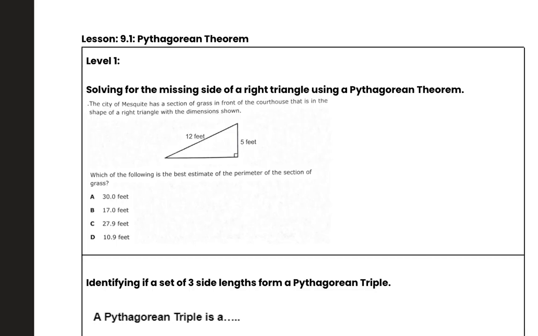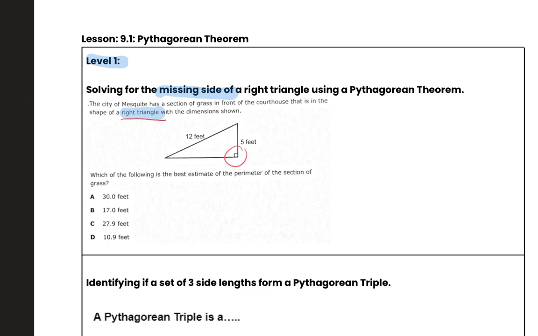Let's see on Unit 9. This one is a level 1 question: solve for the missing side. It says the City of Mesquite has a section of grass in front of the courthouse that is in the shape of a right triangle. We'd want to underline, circle, or highlight that when we're taking the test, to recognize what we need to focus on.